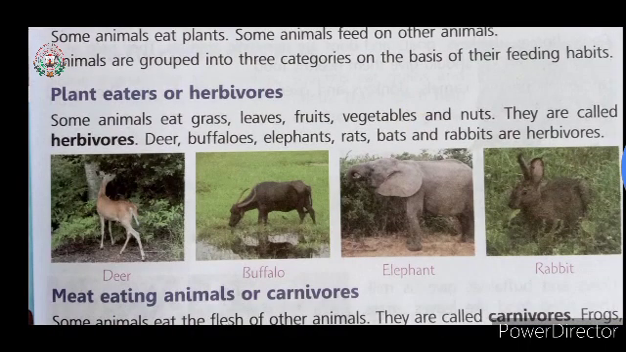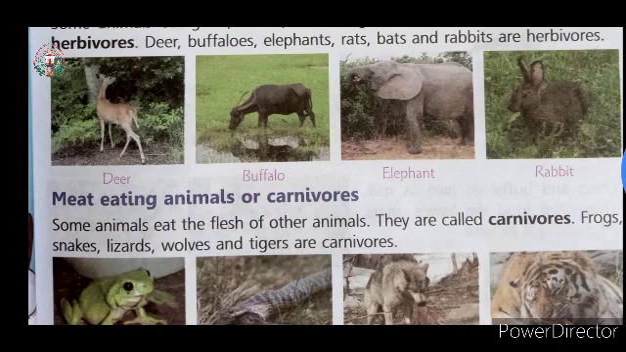See, here the pictures are given. Deer, buffalo, elephant and rat. These animals are herbivorous animals.